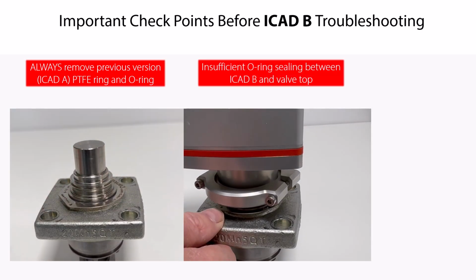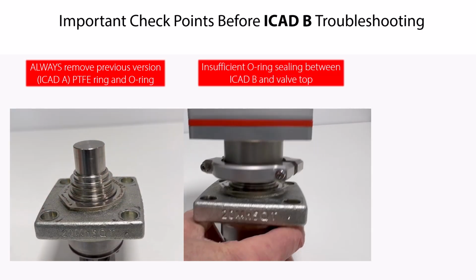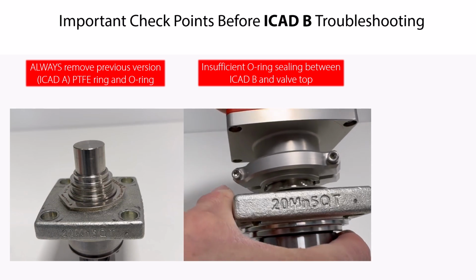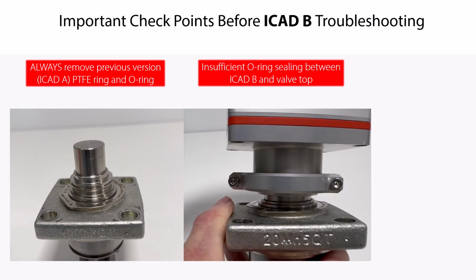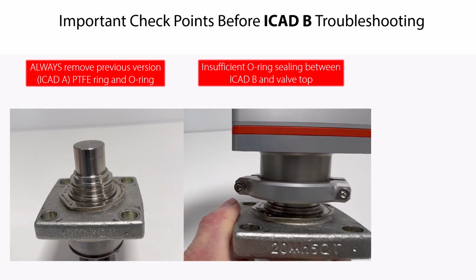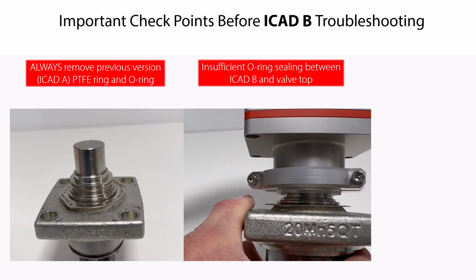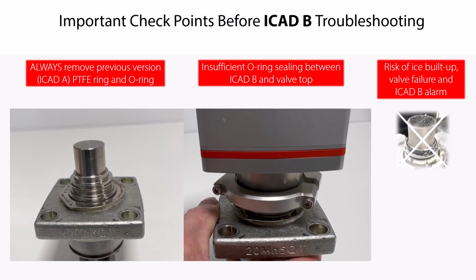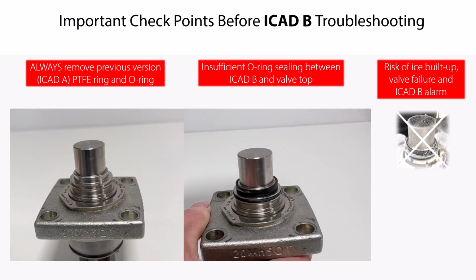Therefore, the result is that you can slightly move and tilt the ICAD B in relation to the valve. In this case, the O-ring sealing between the ICAD B and the valve top is insufficient. Therefore, there is a high risk of ice buildup on the valve top, as seen here in this example. This will over time cause the valve motor to block, causing an A9 alarm. You can find more details about this alarm later in the video.